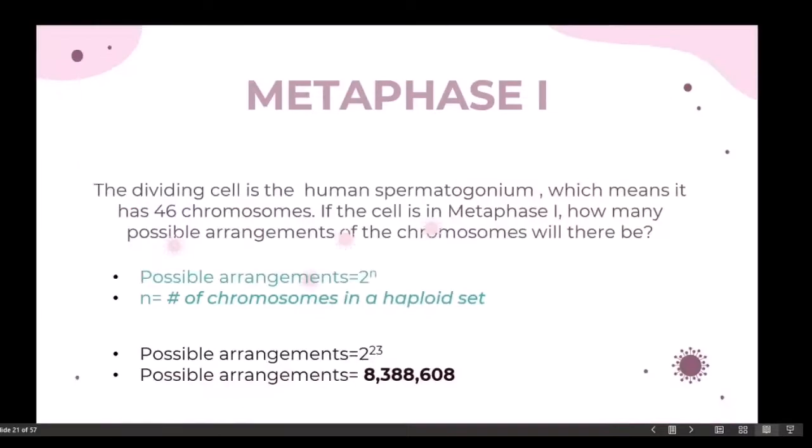So let us say, for example, that the dividing cell is a human spermatogonium, which means it has 46 chromosomes. If the cell is in Metaphase I, how many possible arrangements of the chromosomes will there be? Again, use the formula 2 raised to the power of n, wherein n is the number of chromosomes in the haploid set. Therefore, from 46, the value for n is 23. Therefore, 2 raised to the power of 23 is 8,388,608 possible arrangements of chromosomes in Metaphase I.